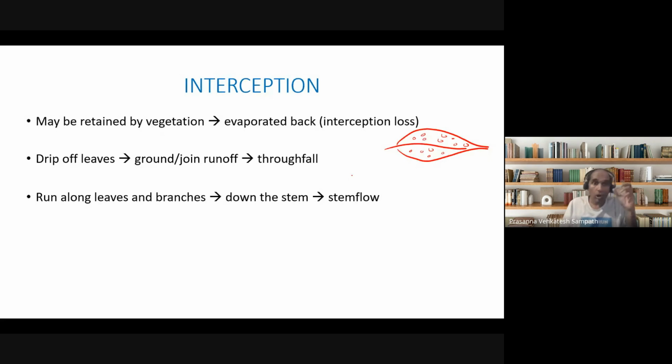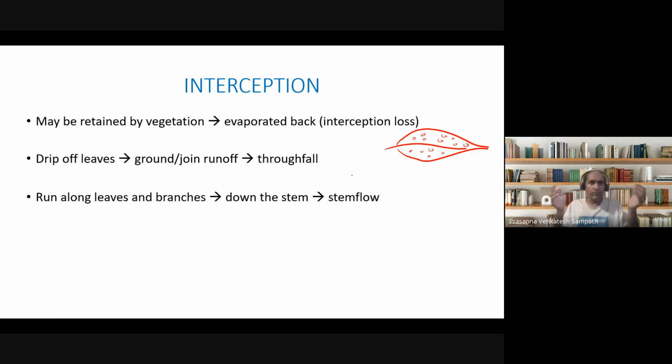Now obviously all of these different processes that we're talking about are extremely difficult to estimate, to say with confidence that in this particular area, this is the amount of water that will get intercepted, this is the portion of that which will evaporate, this is the portion that will become throughfall, this is the portion that will become stemflow. It is very, very difficult. It depends on so many factors.